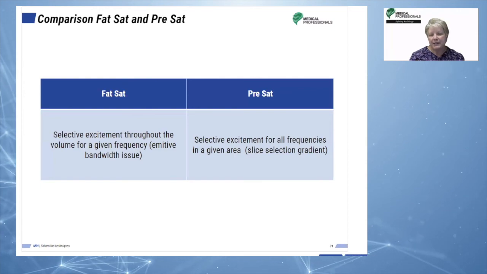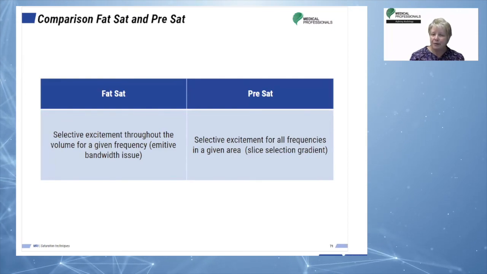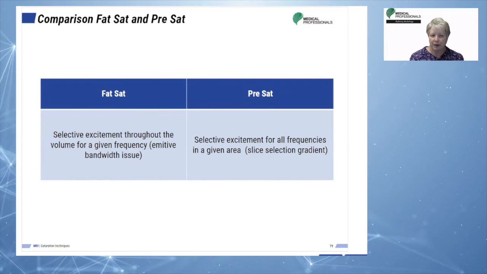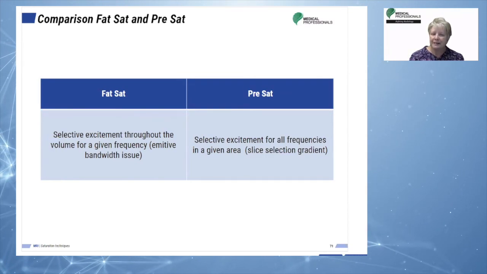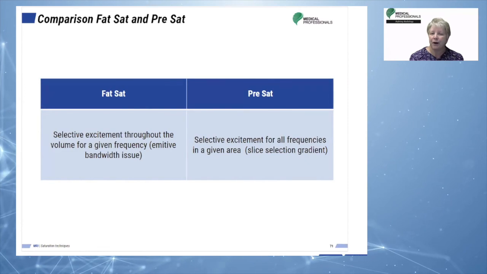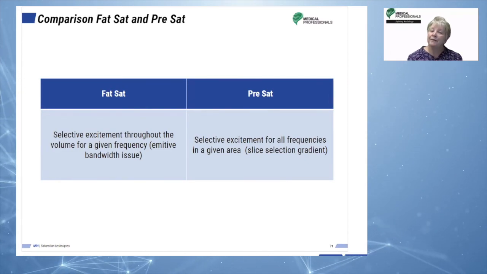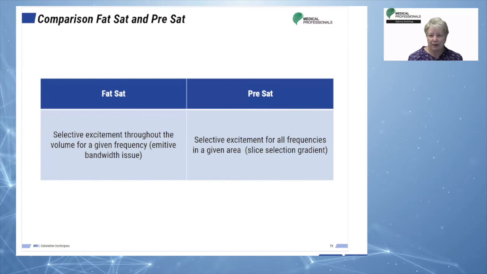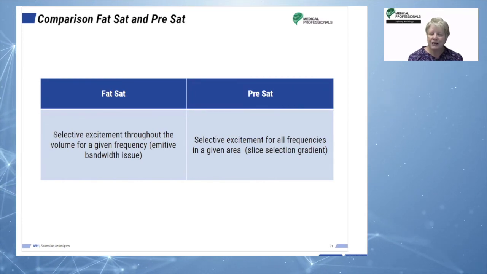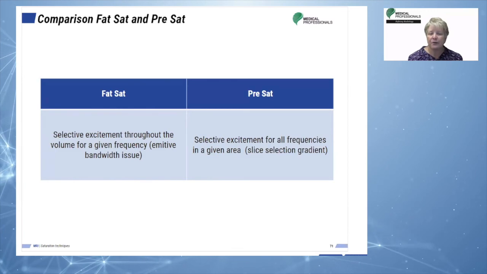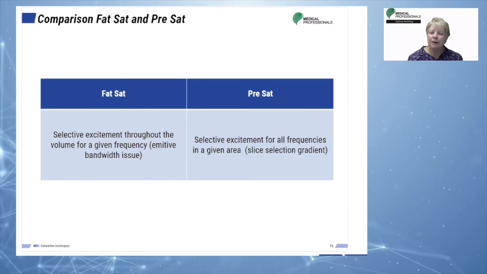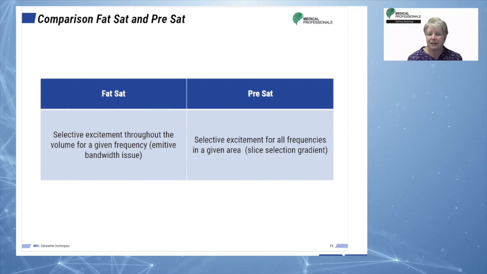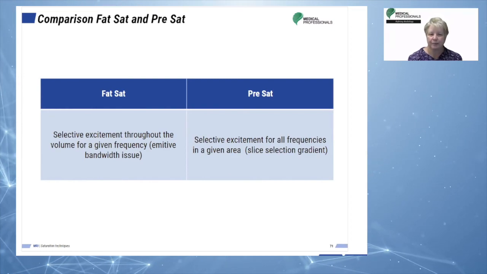Fat sat and pre-saturation bands operate with similar mechanisms. They use a selective pulse just before the sequence is applied. Fat sat sends a selective pulse to the entire volume, but at a very precise frequency by adjusting the emission bandwidth. Pre-saturation sends a selective pulse over all frequencies, but creates resonance at a precise location by using the section selection gradient.